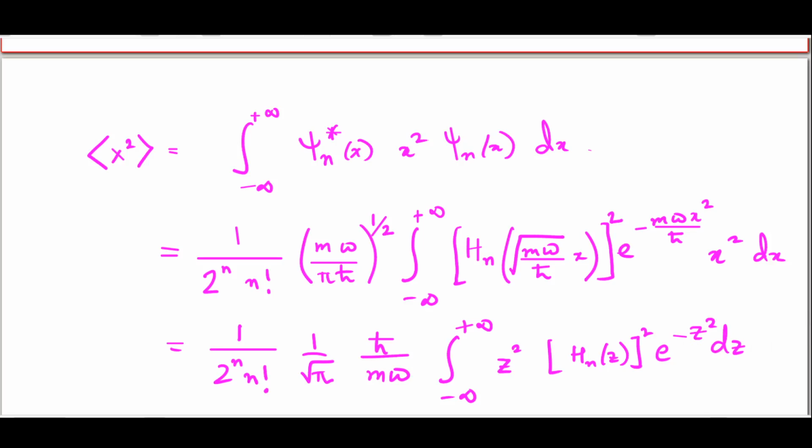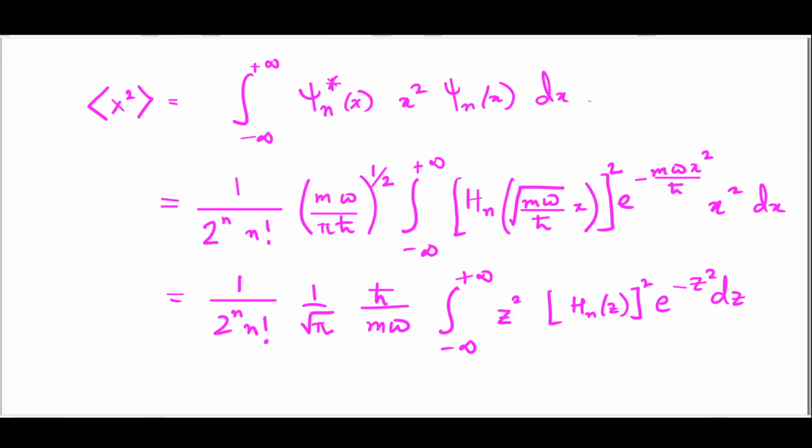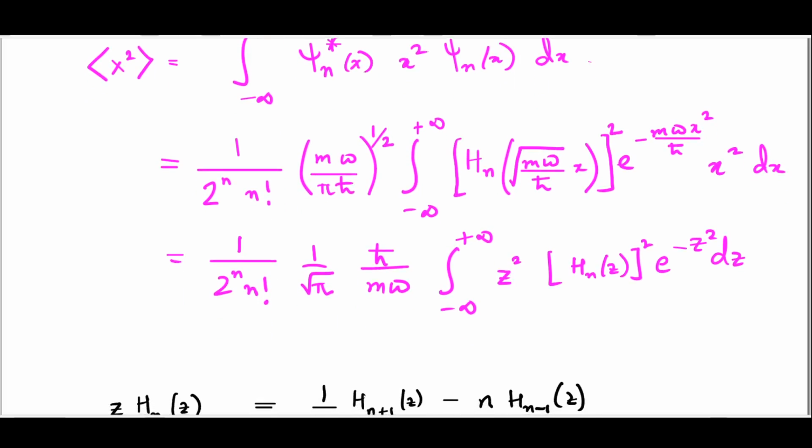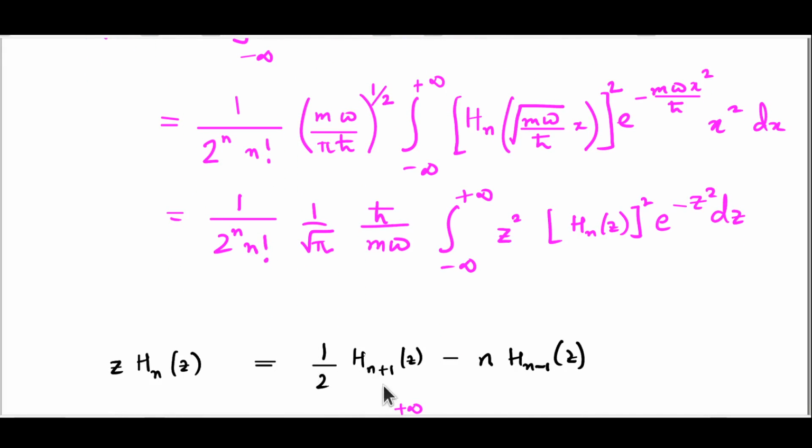Now that you have this, what would you do? Well, there are several ways of proceeding here, but one way is simply to start with whatever we took in the previous calculation. That is, zhn(z) is given by a combination of hn+1 and hn-1. And this thing here is just the square of that. So we just square this expression on the right and substitute.